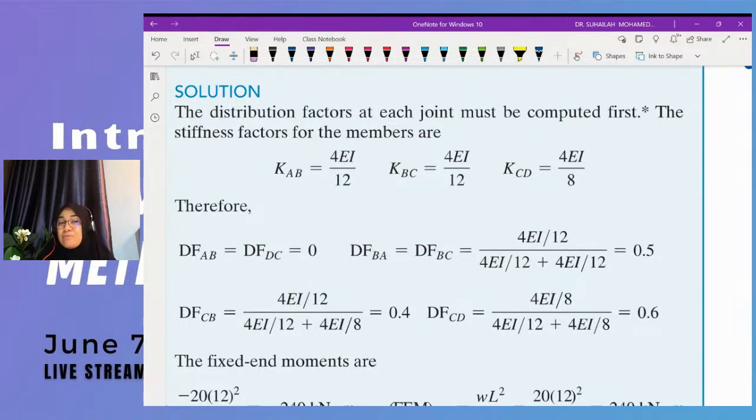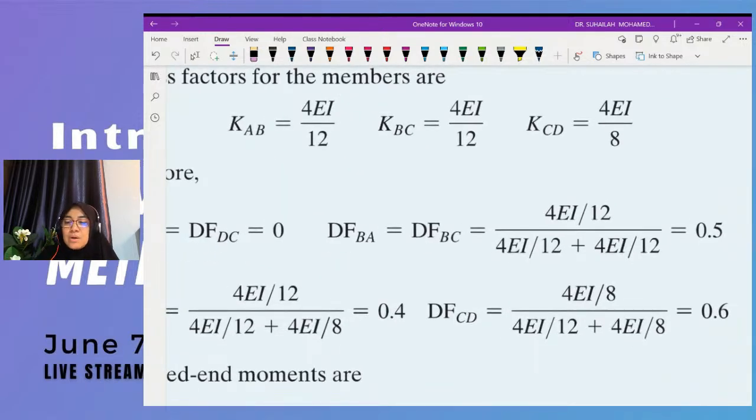If you do not want to get confused, you can also call this BA as well. So this is also the value for KBA. KBA and KAB are the same. Don't get confused. KCB and KBC are the same. KCD and KDC are the same.